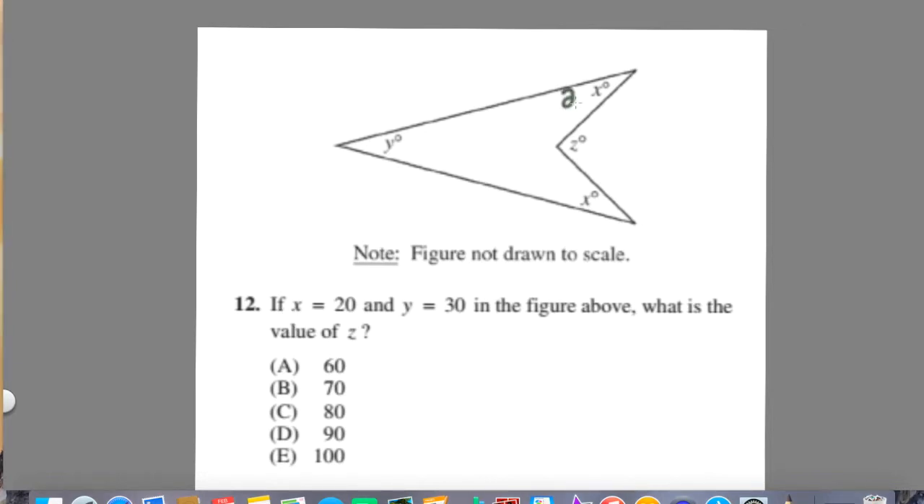It says x is 20. Let's fill that in. X is 20. Y is 30. Here's y, so that's 30. And here's another x down here, so we'll make that 20. They want to know what is the value of z right here.